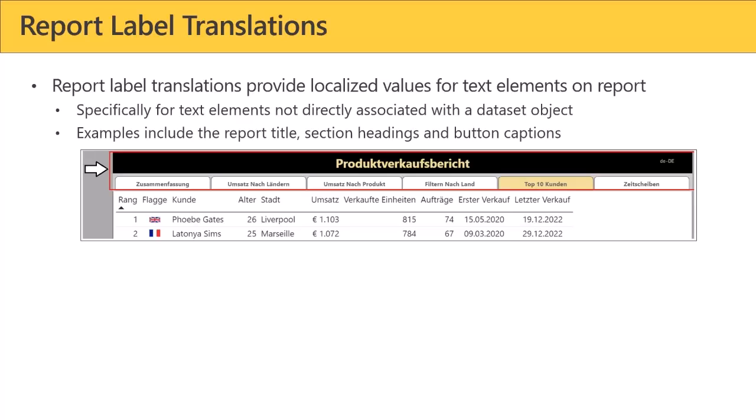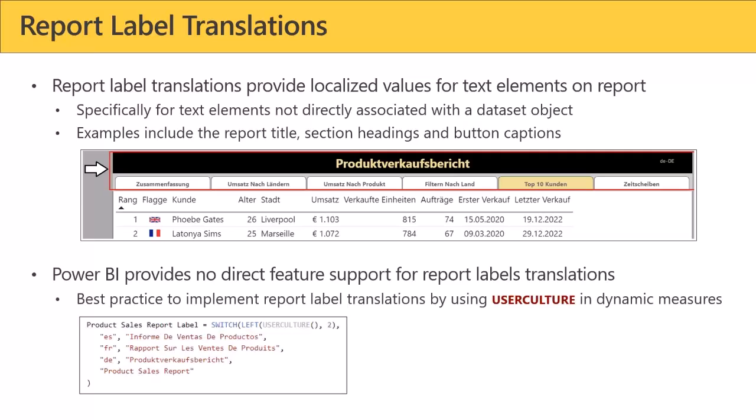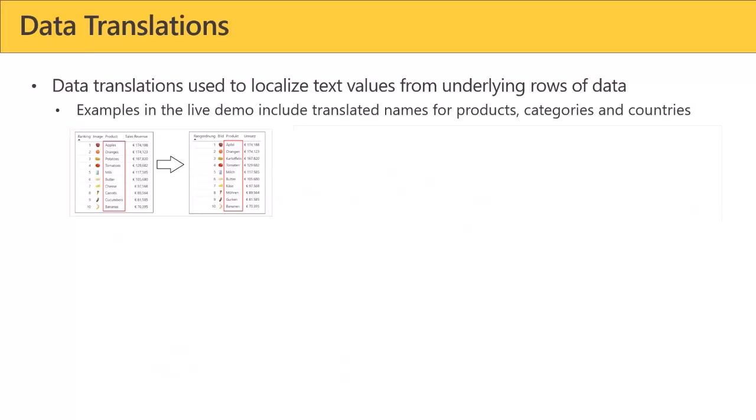Report label translations are also going to be important. And remember that these are text elements on a report. They're not associated with a dataset object, so we can't use the metadata translations. And the report layout designer has absolutely no localization features. So because Power BI provides no direct feature support, we're going to have to innovate. A little bit later, we'll look at how we're going to do this, but as I said, the user culture function, and its ability to write a dynamic measure, is going to be central to how we implement that.